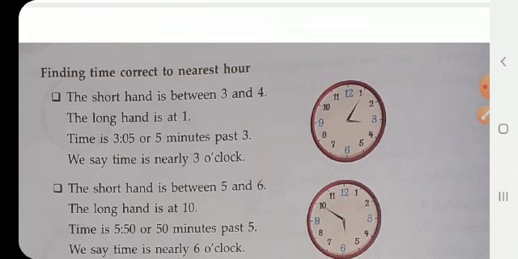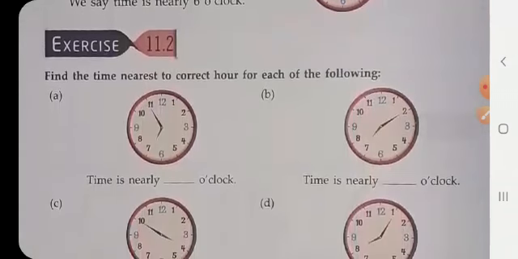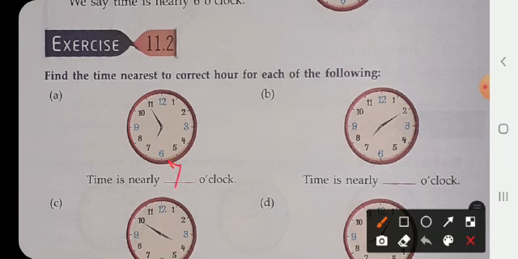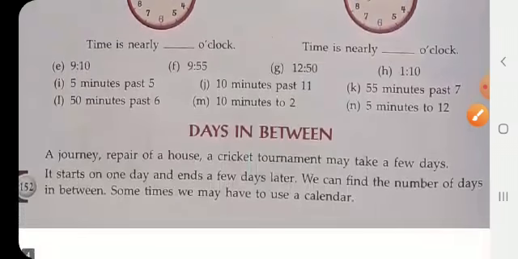Now finding time correct to the nearest hour. Let's see how to find it. Exercise 11.2 says find the time nearest to the correct hour for each of the following. This time is nearing which hour? It is the 7th hour, nearing 7 o'clock. This time is also nearly 7 o'clock. In this way you can understand this.